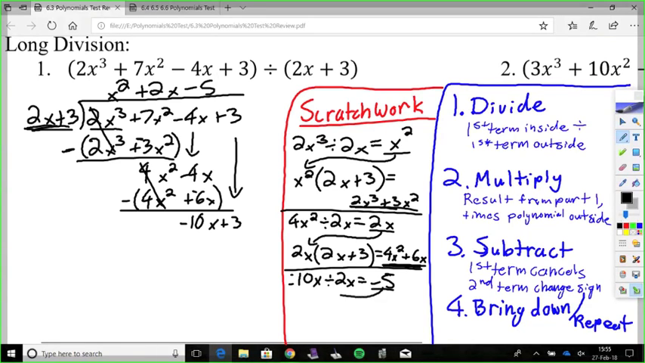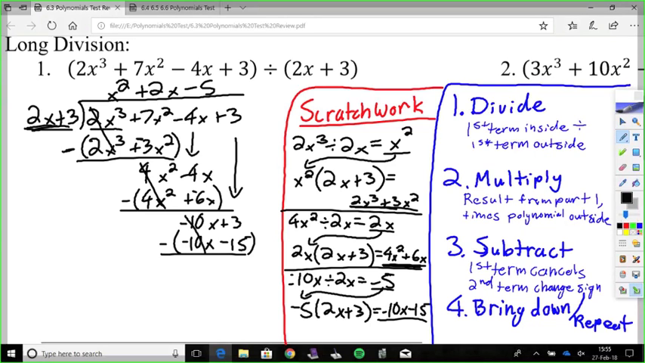We're going to take this negative 5 and use it in step 2. Negative 5, we're going to multiply it to 2x plus 3, which is, again, the polynomial on the outside. And negative 5 times 2x will be negative 10x. Negative 5 times 3 will be negative 15. So now we're going to take that and we're going to put it underneath the problem, minus 10x minus 15. And get ready for step 3, which is subtract.